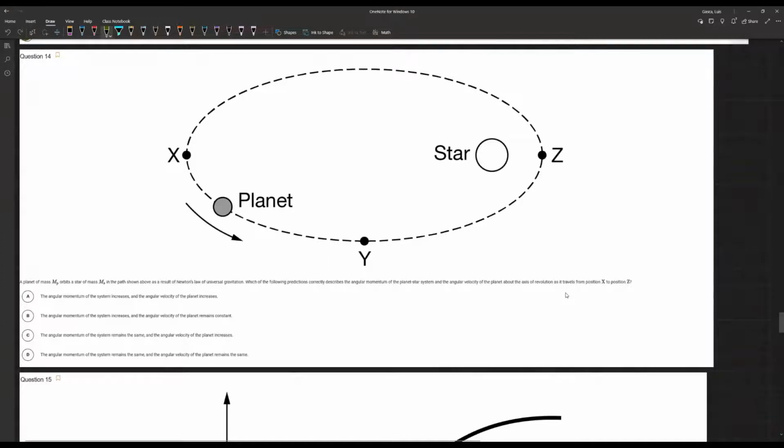Alrighty, question 14. A planet of mass MP orbits a star of mass MS as shown in the path shown above as a result of Newton's law of gravitation. Which of the following predictions correctly describes the angular momentum of the planet-star system and the angular velocity of the planet about the axis of revolution as it travels?